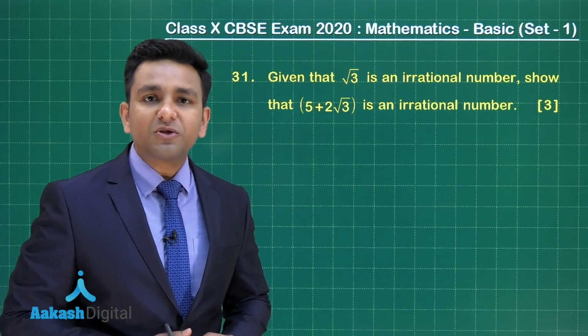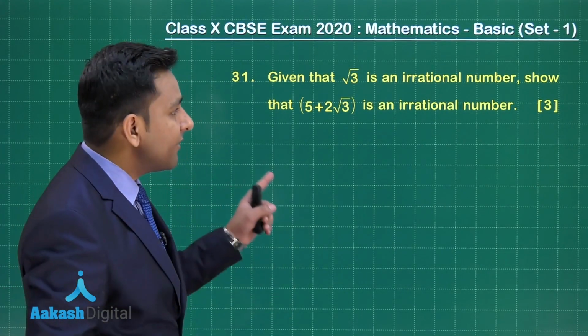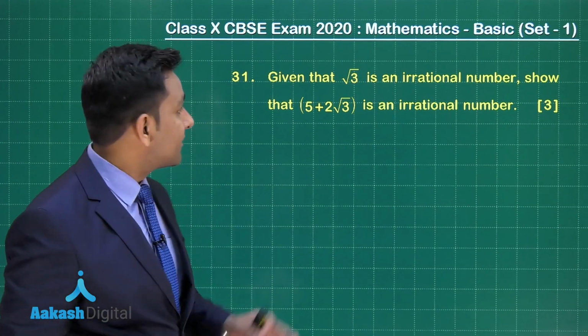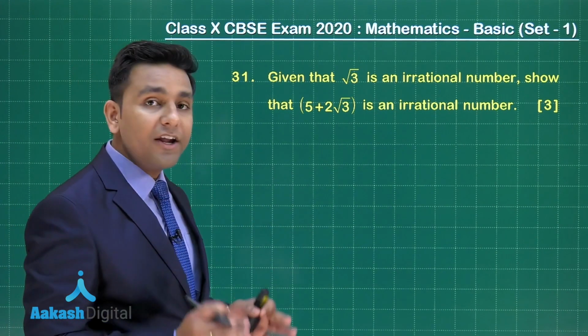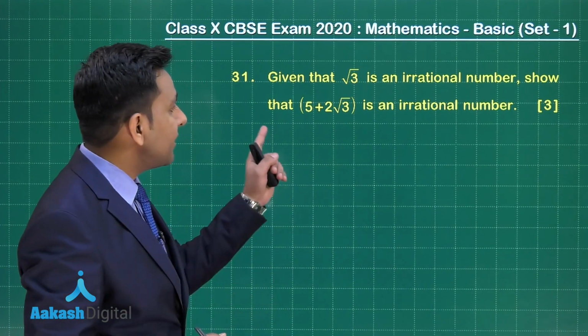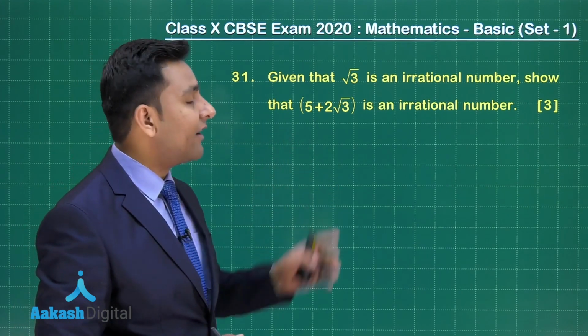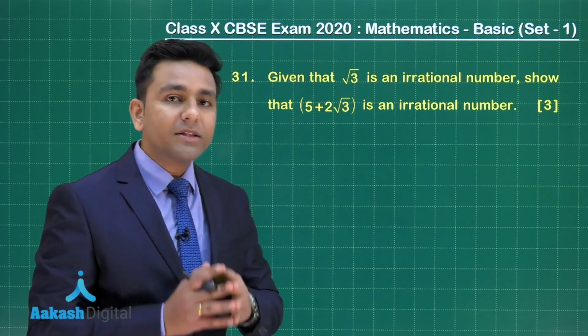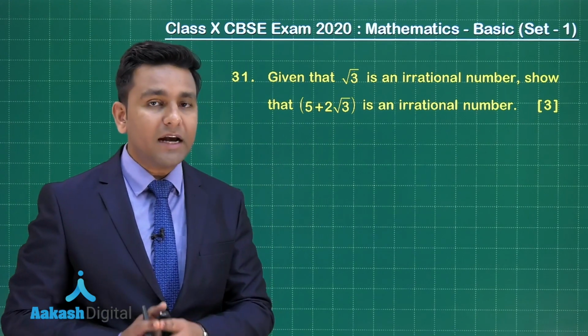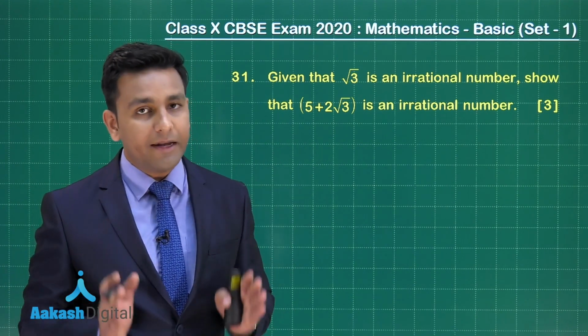Now guys, it's time to solve question number 31. This is a 3-marker question and the question states, given that root 3 is an irrational number, show that 5 plus 2 times root 3 is an irrational number. This question is from chapter Real Numbers and the topic is irrational number.